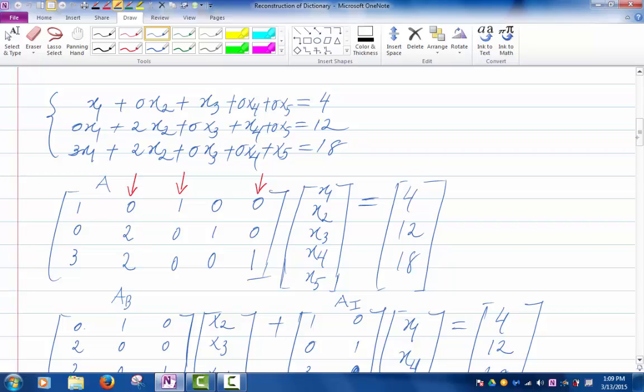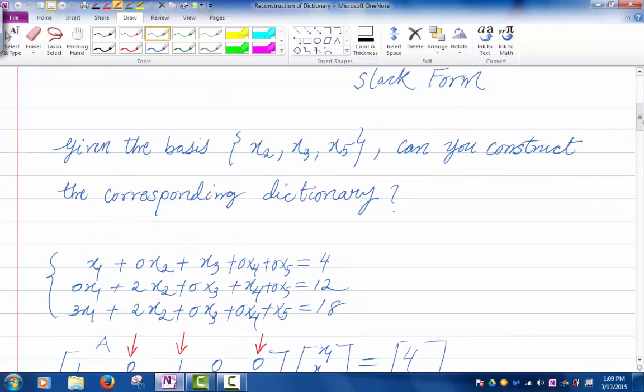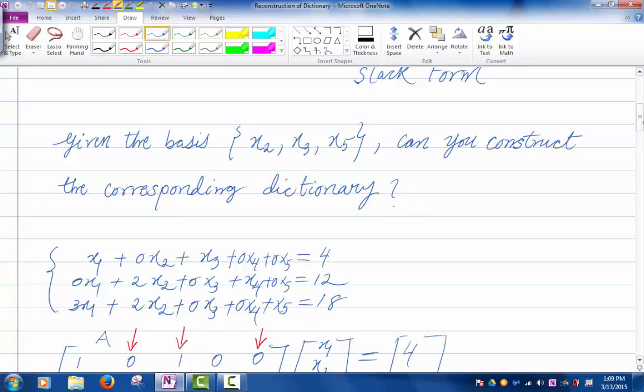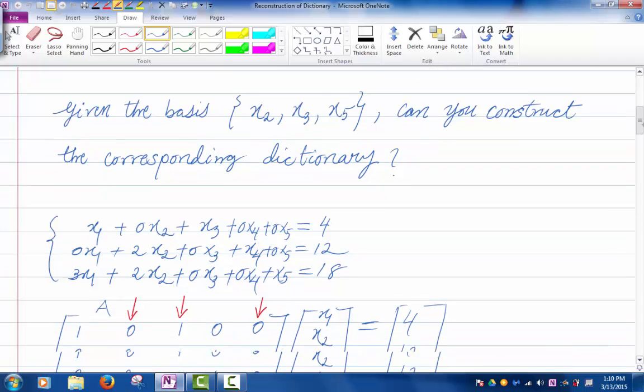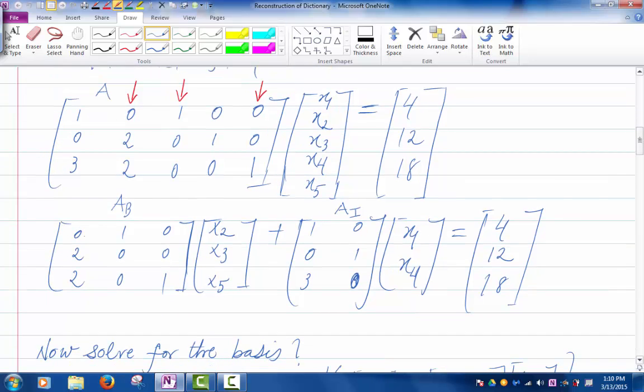Now I'm going to do something really odd, but I'm pretty sure it's going to make sense to you. I know what my basis is, right? If I know my basis, do I know my non-basic variables? If my basic variables are x2, x3, x5, what are the non-basic variables? Whichever are missing: x1 and x4. So I'm going to look at my coefficient matrix, which I label A.